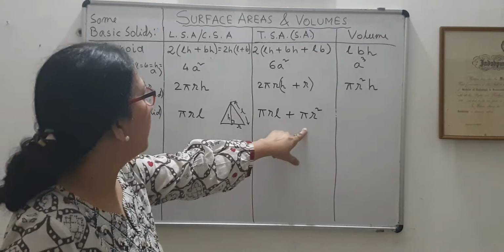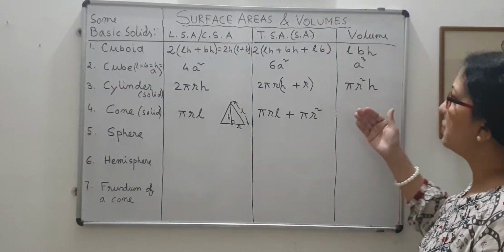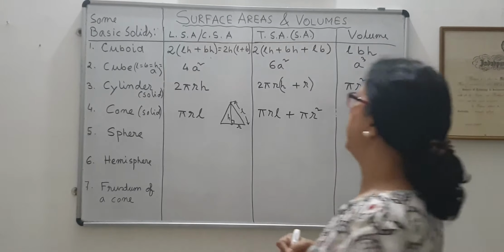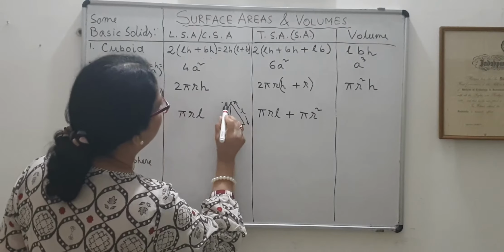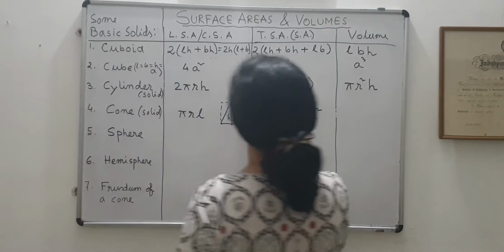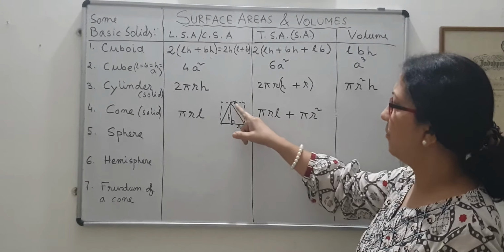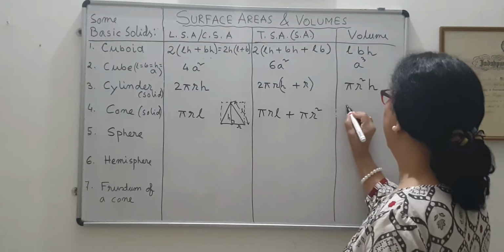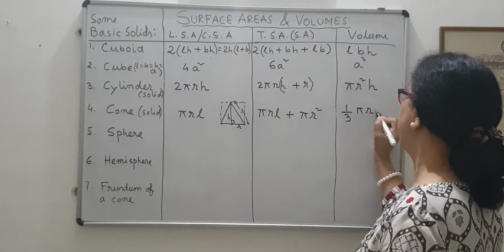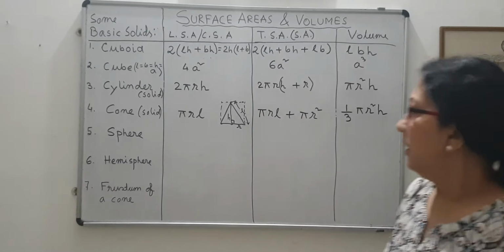So this is your curved surface area, and lastly the volume. Now the volume of a cone is always 1/3 the volume of a cylinder. If the cone is cut out of a cylinder, then it is found that the volume of this cylinder is 3 times the volume of this cone. So we write: volume of the cone is 1/3 the volume of the corresponding cylinder. In this way, remember. Lastly, sphere.